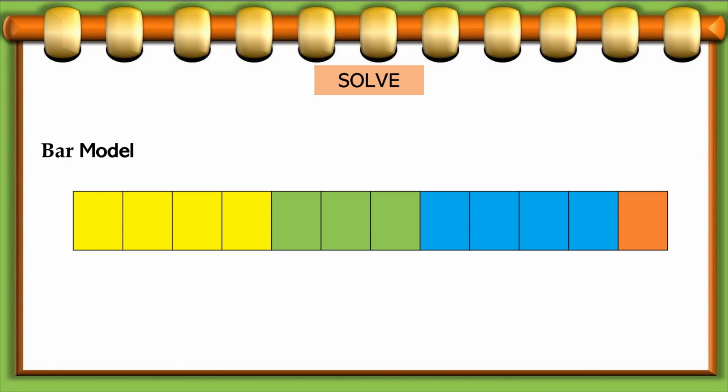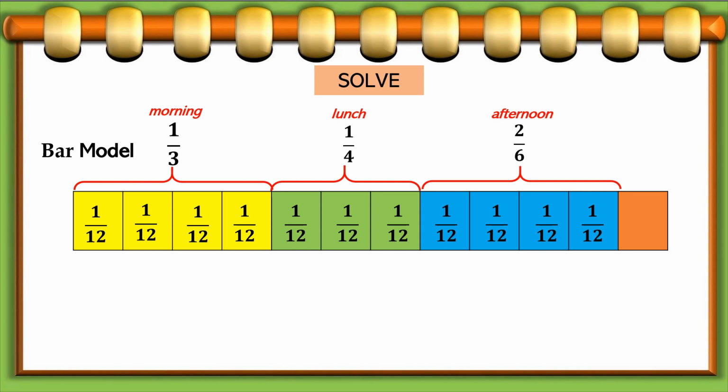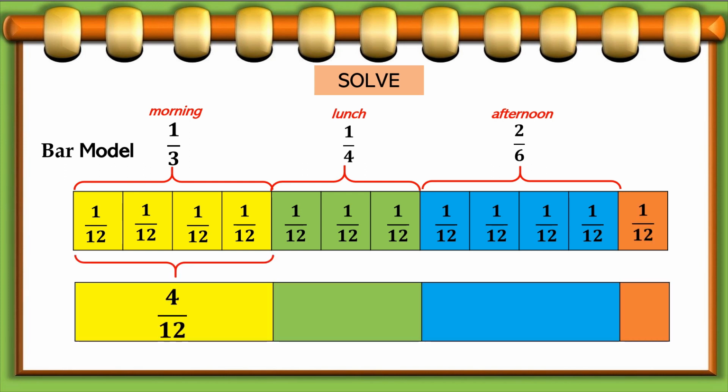After we have planned what operation to be used and the number sentence, we are going to solve the problem. We can use the bar model to solve this problem. So, Micaela sold 1/3 in the morning, 1/4 during lunch, and 2/6 in the afternoon. Now, since the fractions are dissimilar fractions, we need to make them equivalent fractions. So, 1/3 is also equivalent to 4/12. 1/4 is equal to 3/12, and 2/6 is the same as 4/12.